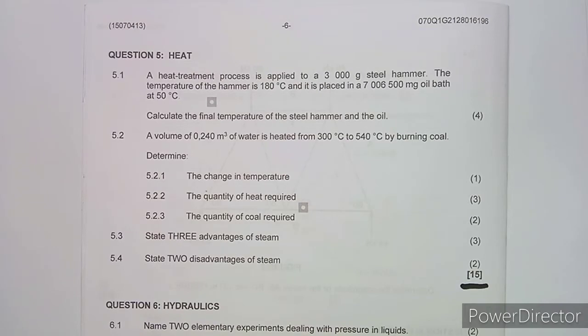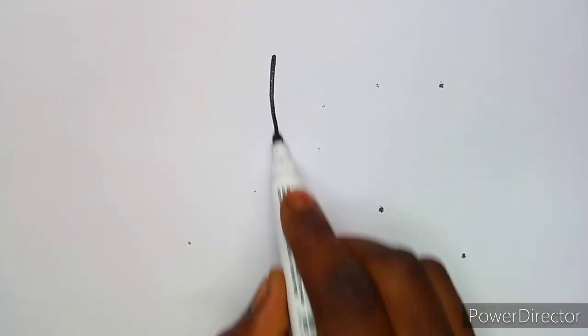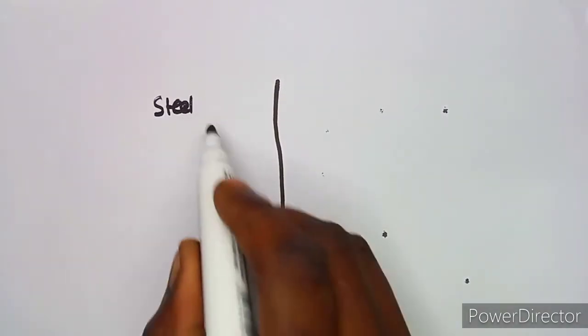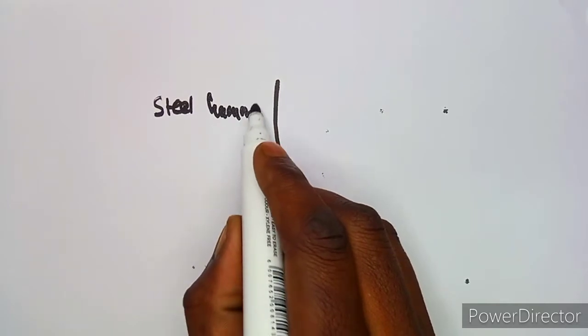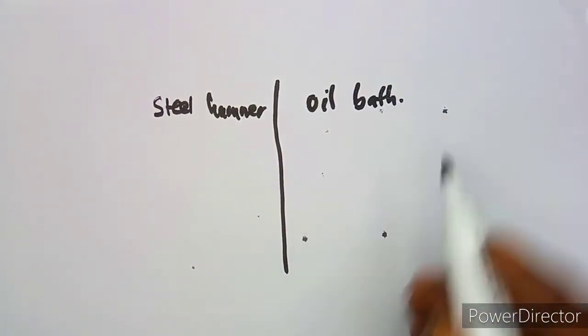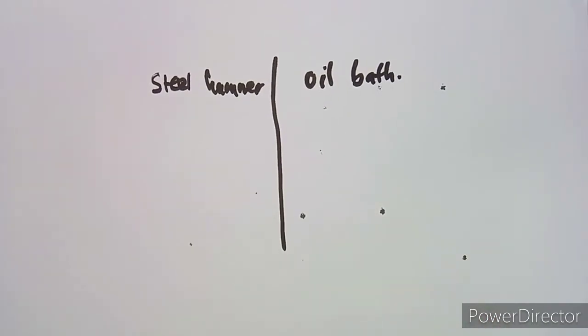As you can see, we have two things here, which are the steel hammer and the oil bath. So these are the two things that we are going to be focusing on here. I'm just going to talk about the steel hammer, and we've got the oil bath. All right, so these are the two things that we've got here. So let's try and list the information.